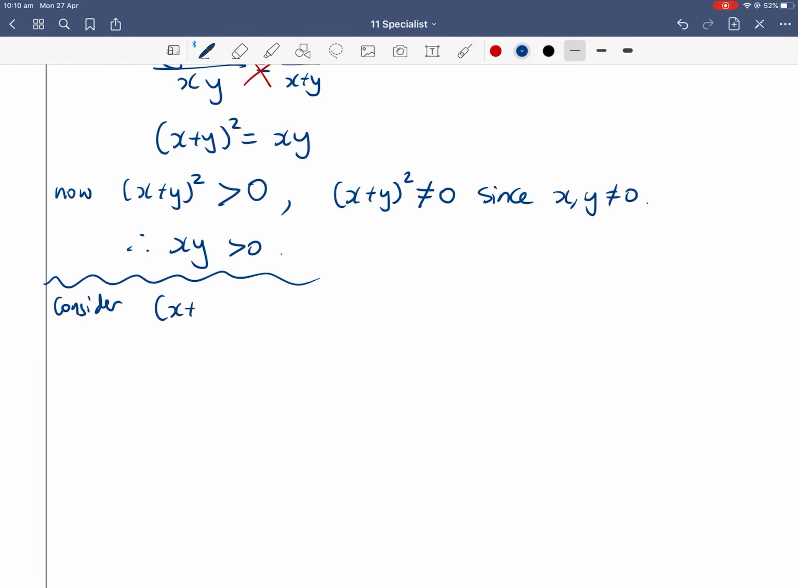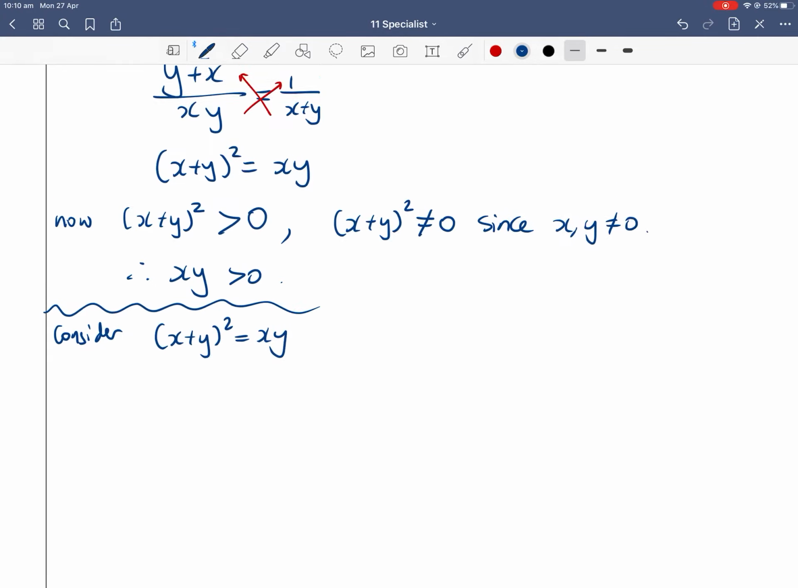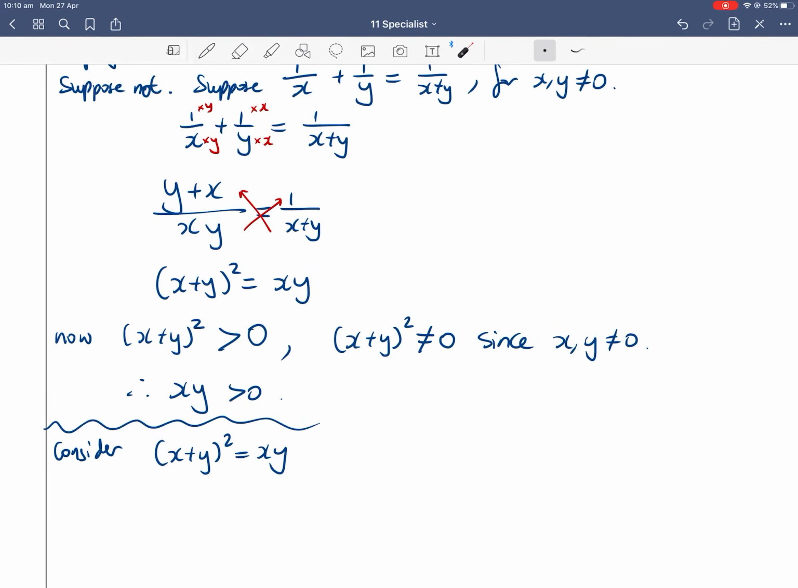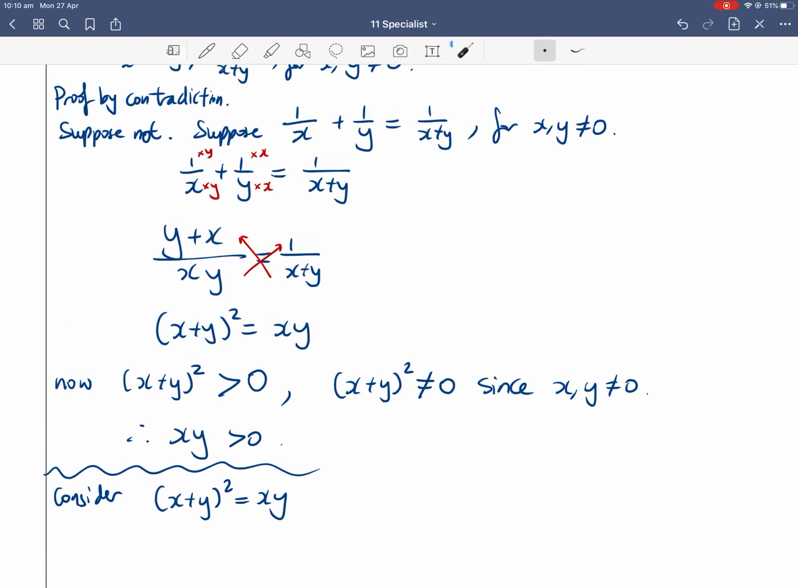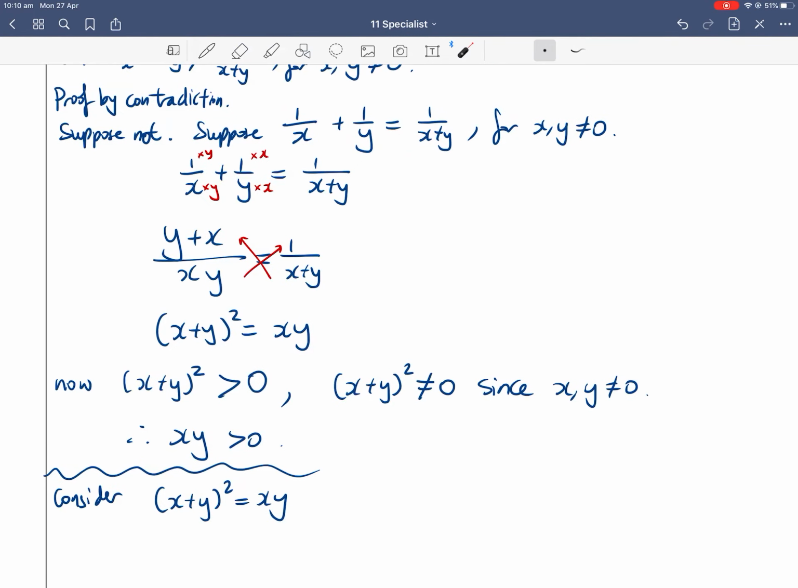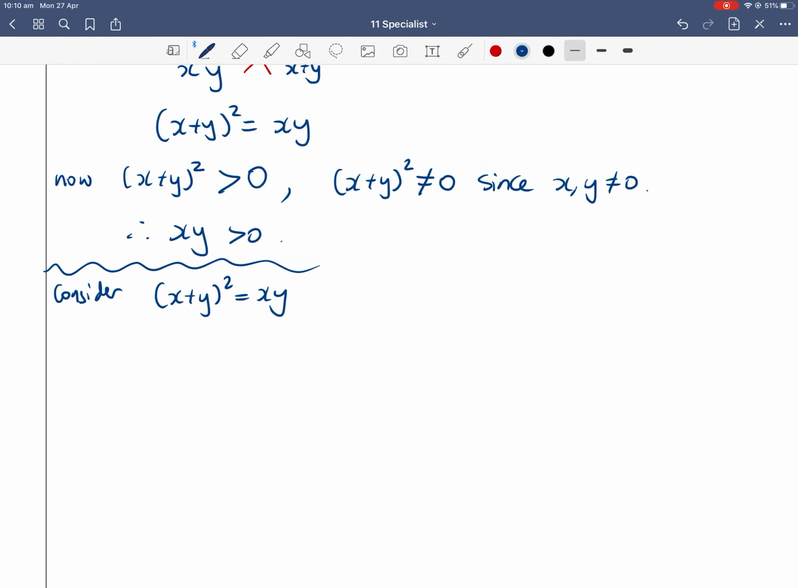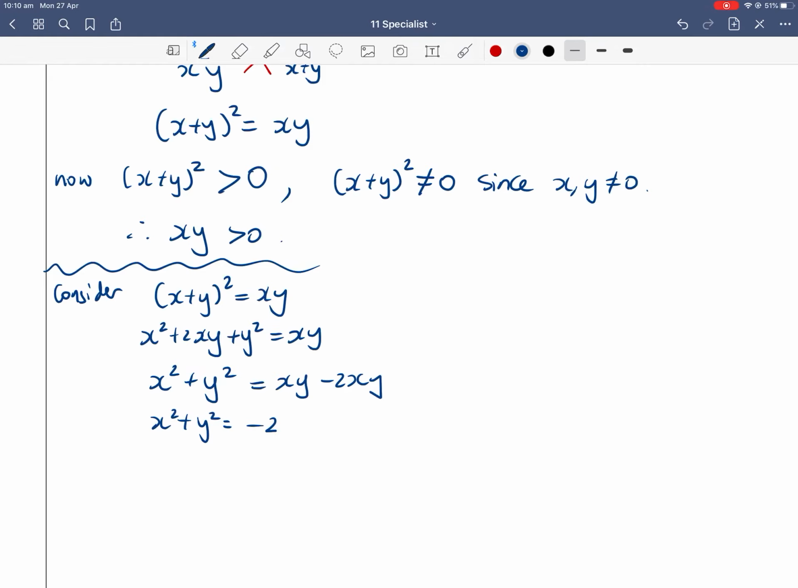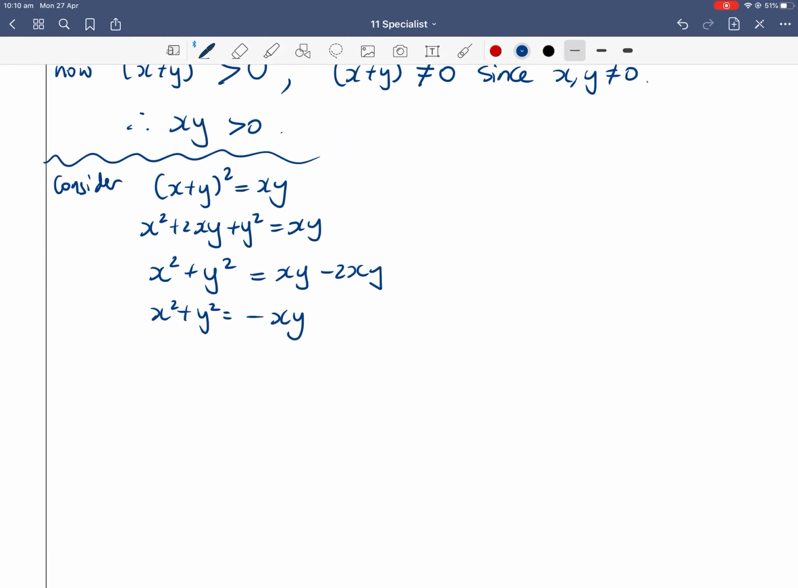Now I'm going to ask you to consider something else. Now consider x plus y all squared is xy. So this relationship we established, based on the assumption that the statement we want to prove is not true. If you look on the left-hand side, we can expand that. So that becomes x squared plus 2xy plus y squared equals xy. I'm going to rearrange this so that I get x squared plus y squared is xy minus 2xy. So x squared plus y squared is negative xy, because 1 minus 2 is negative 1.